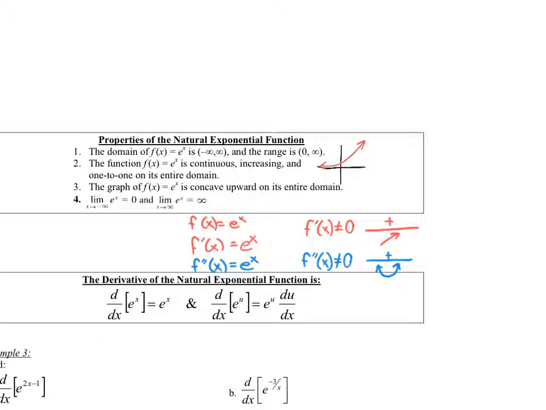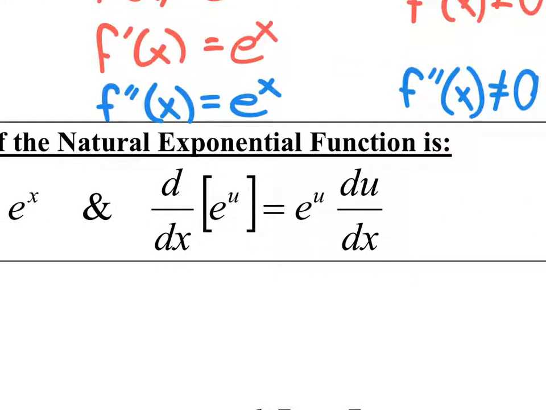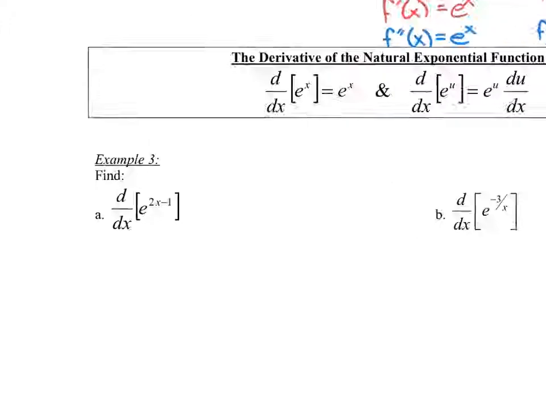Now, that's e to the x. We also looked at, if we have e to a function, e to the u, it's going to be e to the u times the derivative of u. And that is our chain rule. So, let's practice a few of those.